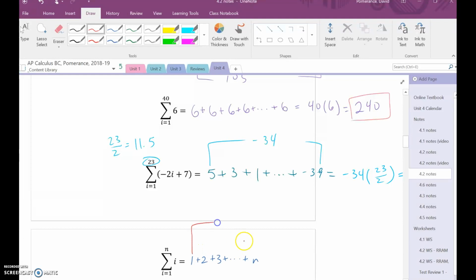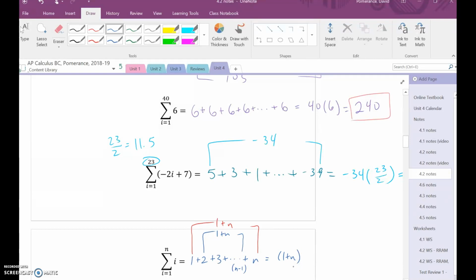We're going to say that this one plus this one is 1 plus n. And we're going to say this one plus this one, that one right there being n minus 1, the number before n, is also going to be 1 plus n. And we're going to just see that we've got a whole bunch of different 1 plus n's. The question is, how many 1 plus n's do we have?